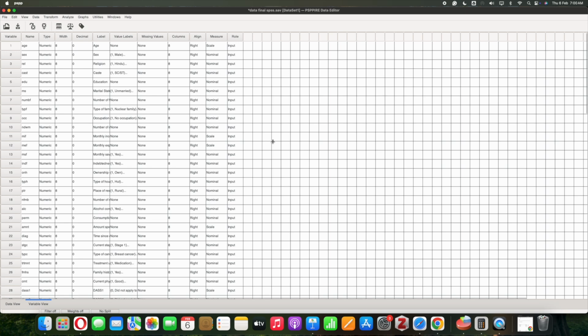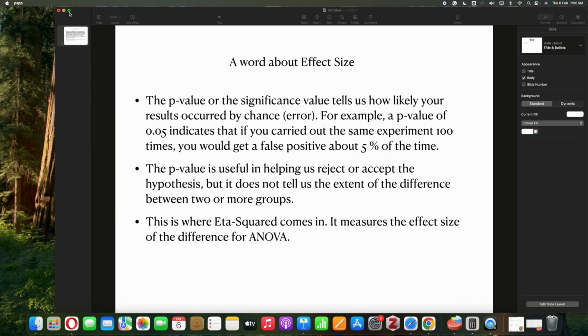This is actually a continuation of one of my previous videos on effect sizes. In that video I had covered the effect size and how to calculate it for correlation, for Kruskal-Wallis test and even chi-square. However, I had not covered ANOVA. So in this video I'm going to be showing you how to calculate the effect size for ANOVA. But before that I want to share a few words about the effect size.